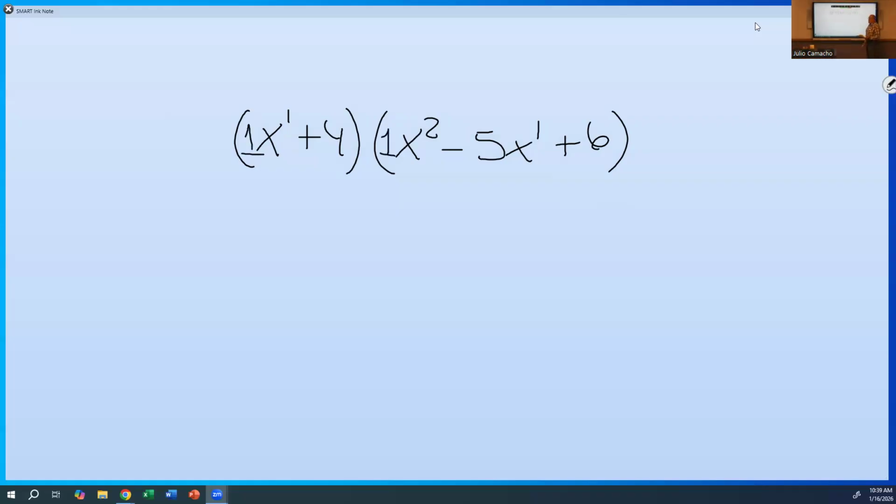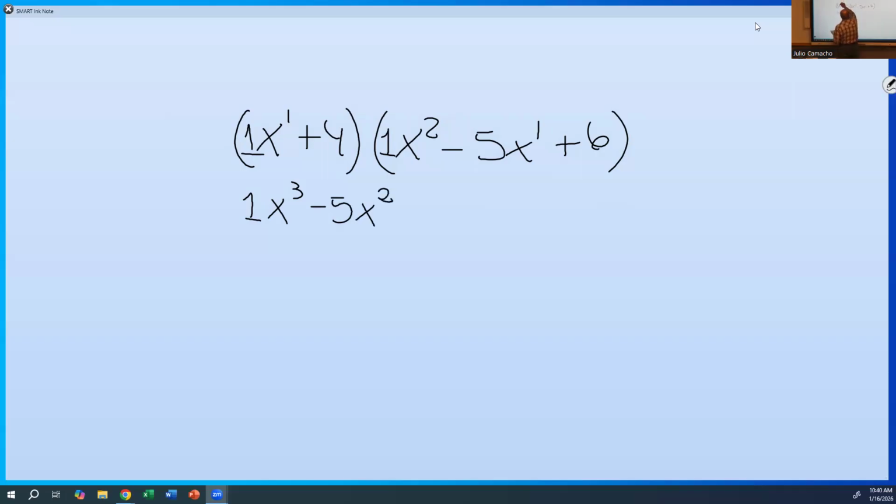So let's multiply the numerical part first. You need to distribute each one of these terms onto the terms in the second parenthesis. So 1 times 1 will be a 1. And then you put your x and you add the powers. The power of 1 plus the power of 2 will be to the power of 3. Then you go 1 times -5. Positive 1 times -5 will be -5. You put your x and you add the powers. 1 plus 1 will be 2.